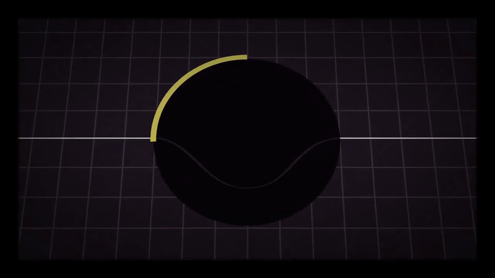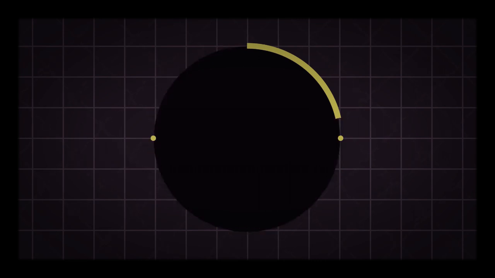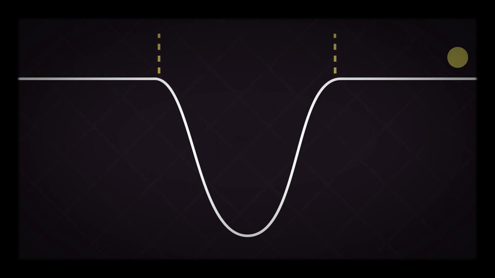The boundary of a black hole is called the event horizon, a point of no return, beyond which we truly cannot see. When something crosses the event horizon, it collapses into the black hole's singularity, an infinitely small, infinitely dense point where space, time, and the laws of physics no longer apply.